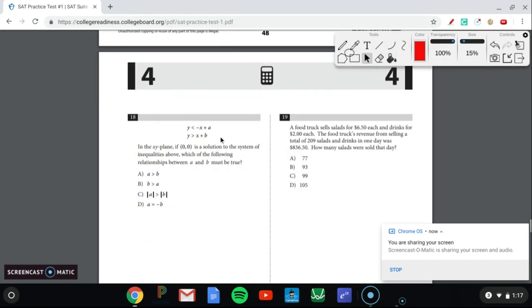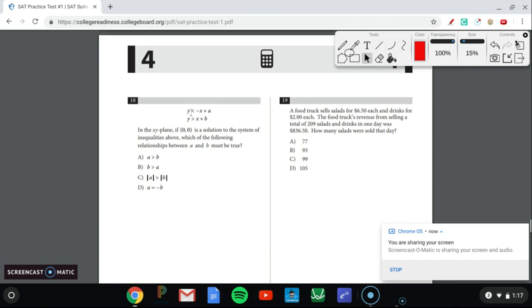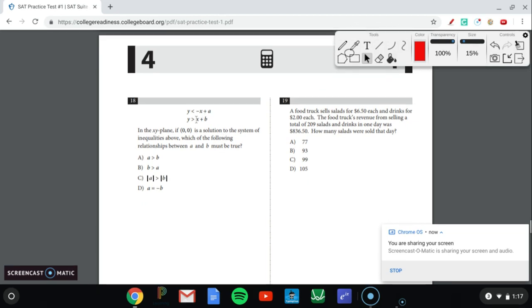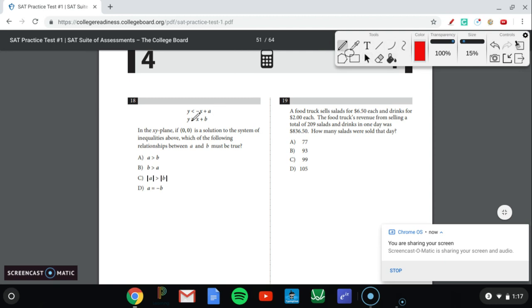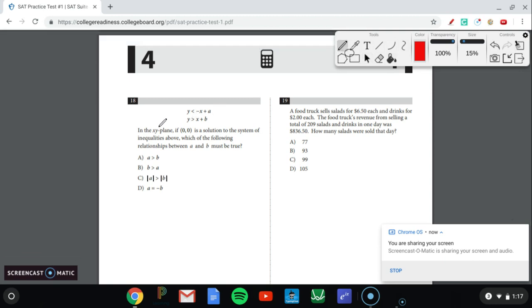Question 18 looks a little complicated. y is less than -x plus A, and y is greater than x plus B. Okay, I have no idea what that means, but let's keep reading. In the xy plane, if the point 0, 0 is the solution to the system of inequalities above, which of the following relationships between A and B must be true? Well, to make this entire thing easier to understand, they told us a point. So let's just plug that in, the point 0, 0.